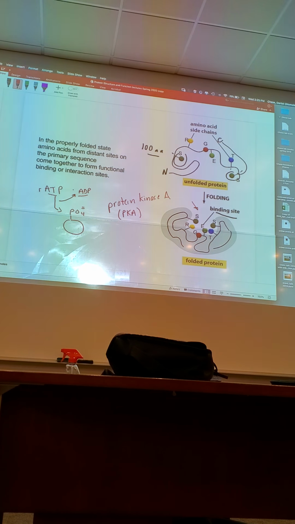The difference between those two is one phosphate group, which this kinase, and all kinases do this, has now taken from ATP and put on to another protein, some random, it's not going to be random, but some protein that has yet to be named.